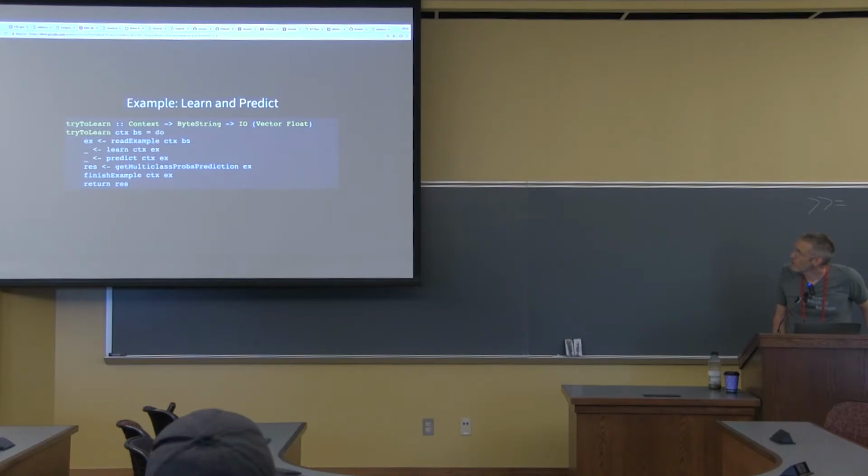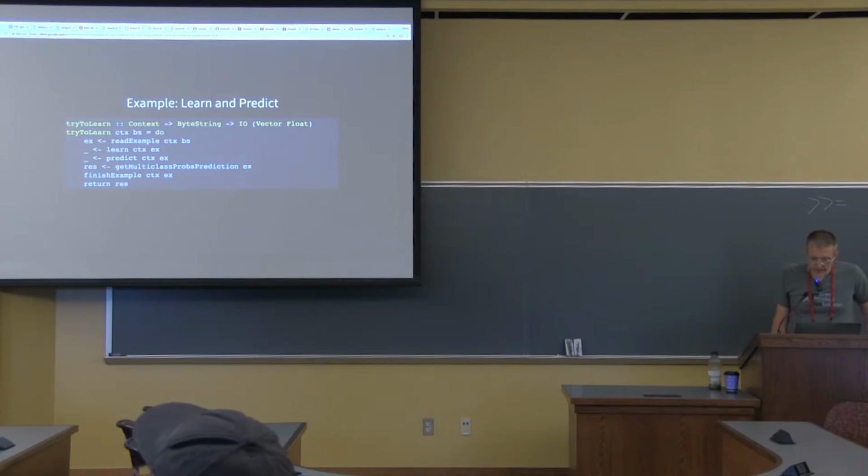So what I would like to do is something like this, right? I want to read an example with a context and a byte string into an example, and then I want to learn and predict on it. And because predict isn't actually returning anything, I need a separate function to go grab the probabilities out. And then I want to finish that. And as long as I pair read example with finish example and don't expose either in the API to the user, that's already going to go a long way to increasing the safety of the library.